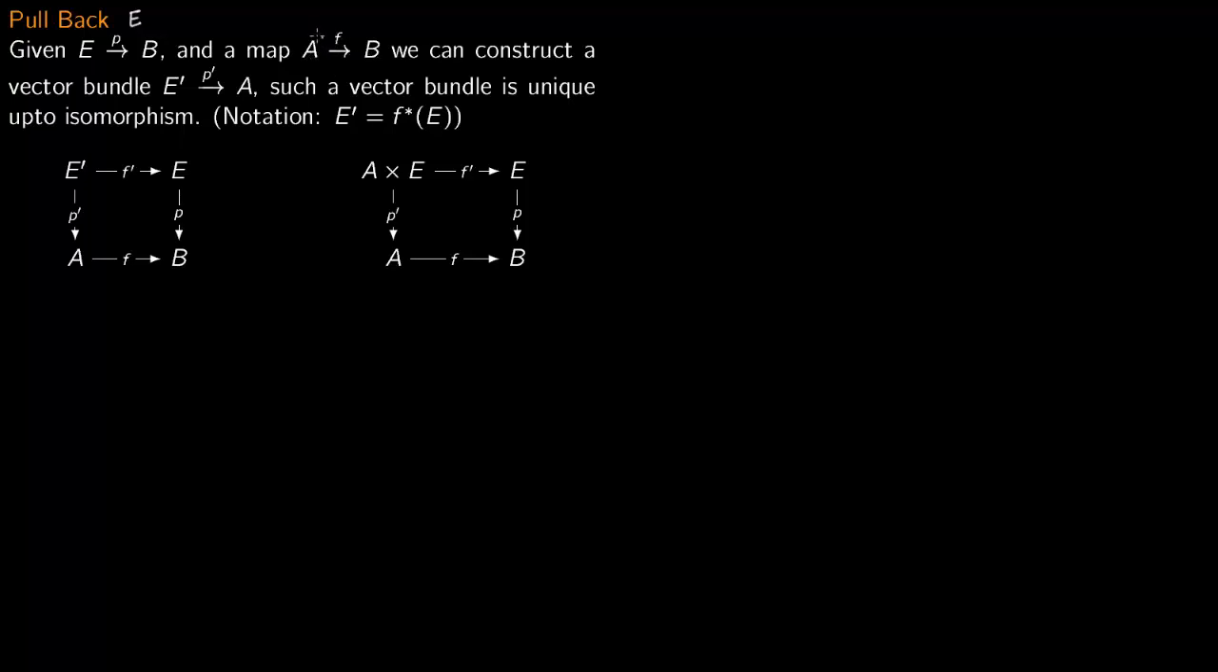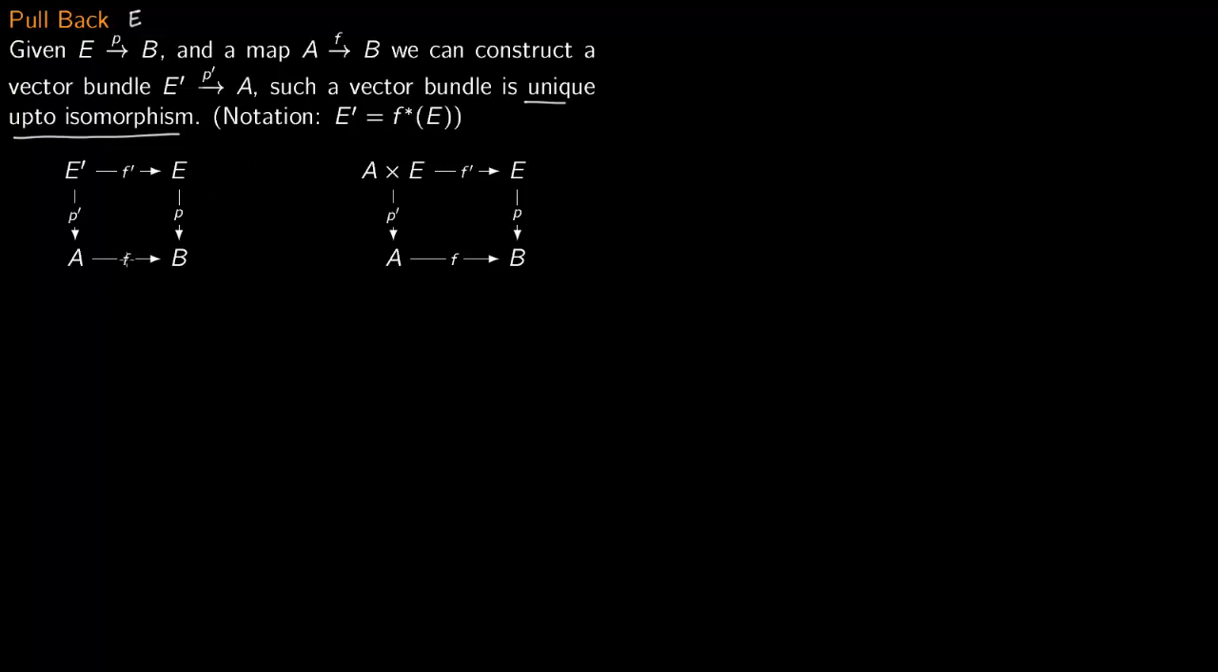So then we can construct a vector bundle on A. This vector bundle E prime can be constructed on A, and if you construct such a vector bundle, it is unique up to isomorphism. This new vector bundle E prime which you have constructed, you denote by F star of E. So let us see this in a figure.